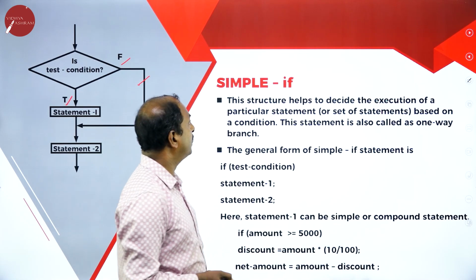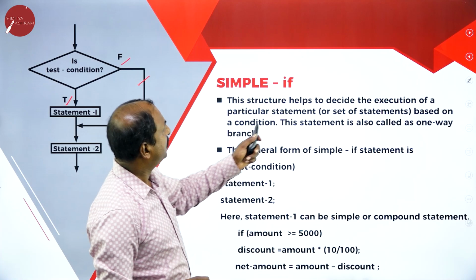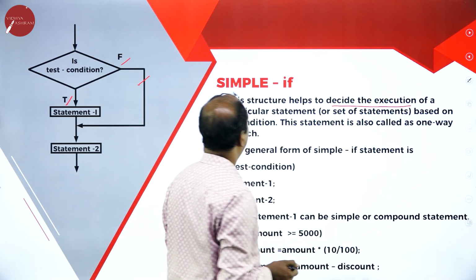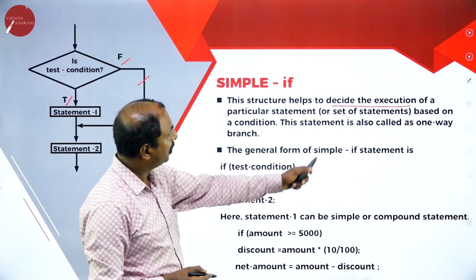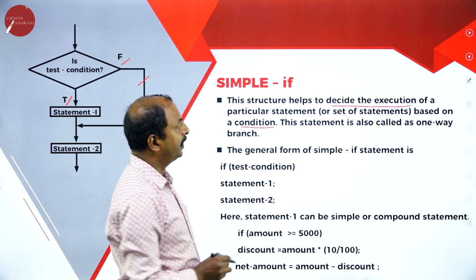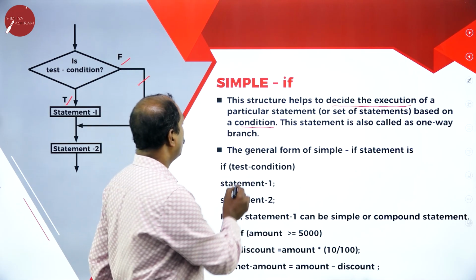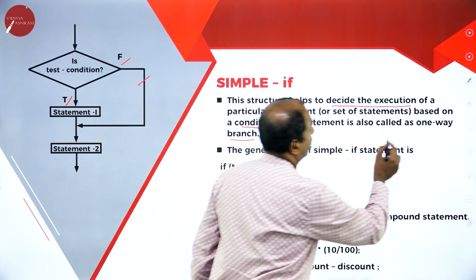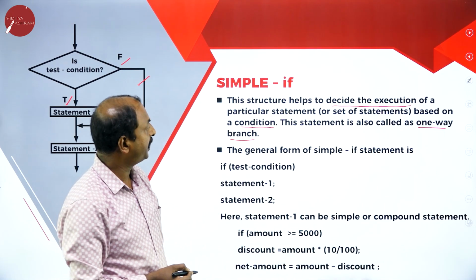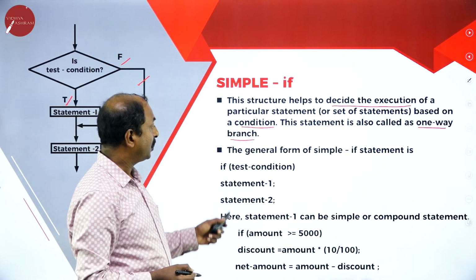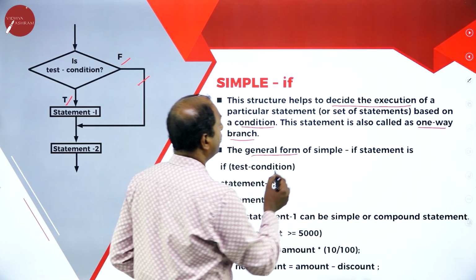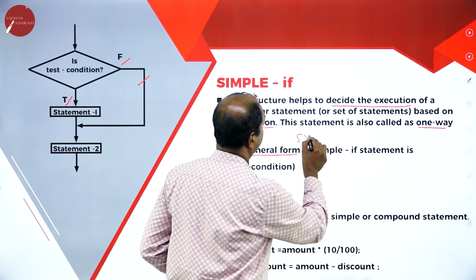Now let us see the definition of this. This structure helps to decide the execution of a particular statement or set of statements based on the condition. This statement is also known as one-way branching. Thus, another name of this is one-way branching statement. The syntax of this, or we say the general form of the statement, or we use the word syntax.